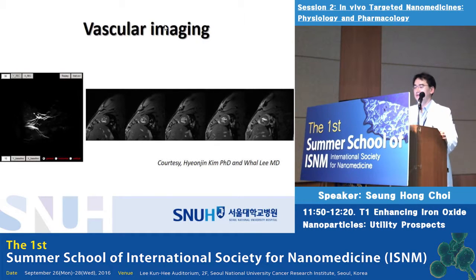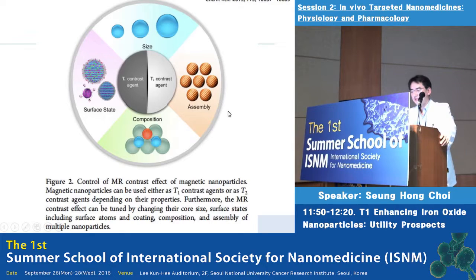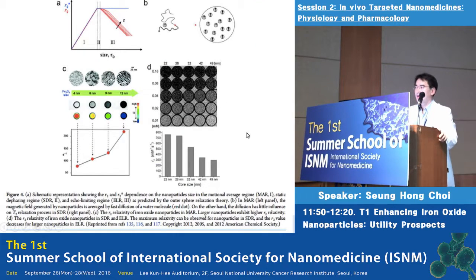We studied them, including in vascular studies. Actually, there are many ways to modify nanoparticles. Magnetic nanoparticles can be used as either T1 or T2 agents, as I mentioned before, depending on their properties. Furthermore, the MR contrast effect can be tuned by changing their core size, surface status, and composition and assembly of multiple nanoparticles. Usually, as nanoparticle size increases, the T2 effect increases and the T1 effect decreases.